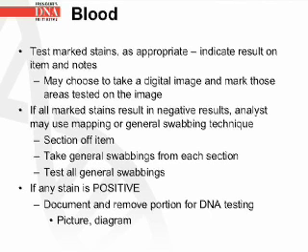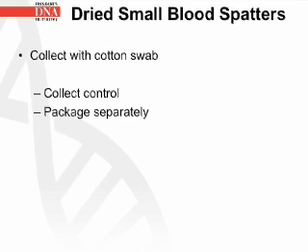For blood, test mark stains as appropriate and indicate the results on the items and notes. You may choose to take a digital image and mark those areas tested on the image. If all marked stains result in negative results, the analyst may use mapping or general swabbing technique. Section the item, take general swabbings from each section and test all general swabbings. If any stain is positive, then document and remove that portion of the stain for DNA testing. This should also be denoted on the picture or the diagram. For dried small blood spatters, collect with a cotton swab. Also collect a control and package separately.